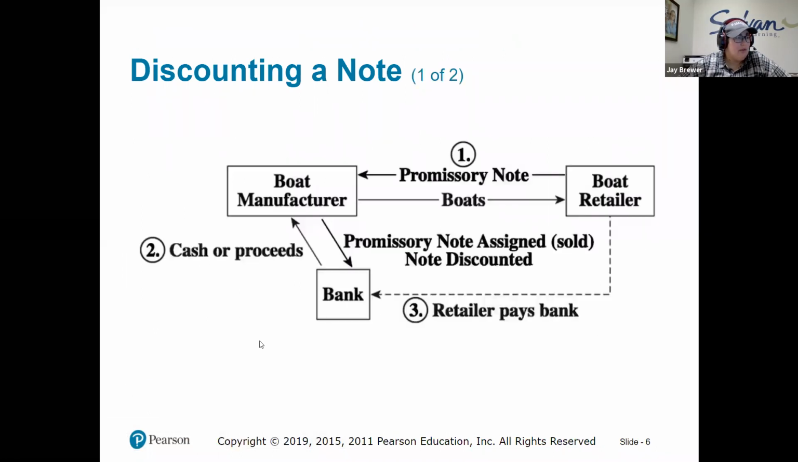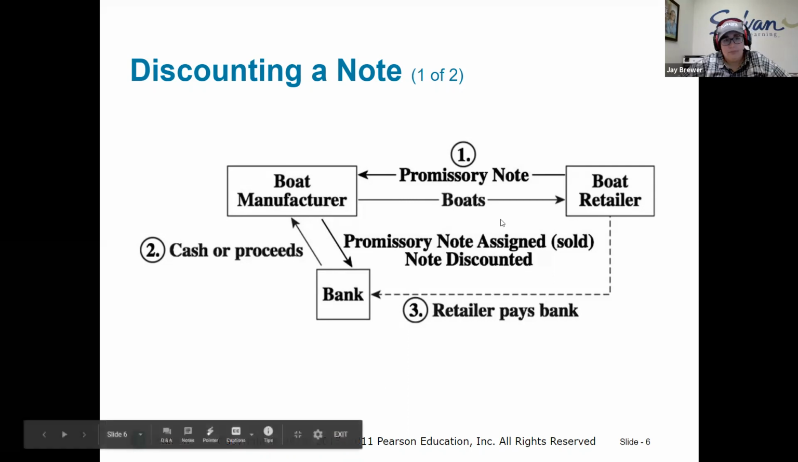So here we have a little bit of this cash flow system, right? Promissory note to the manufacturer, manufacturer to the bank. And then the other way is boats to the retailer, retailer pays the bank, cash proceeds. There you go.